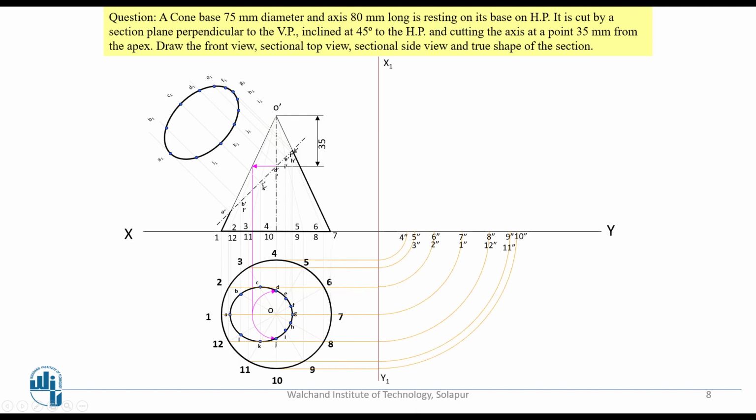If you want to go for the side view, once again similarly, only one point I will explain. This is the 4 point. Bring the projector here, keep the center here, take this distance, draw the arc. Like this, if you want the 10 point, bring the point here, then keep the compass here, take this distance, draw this one. This is a method of side view.